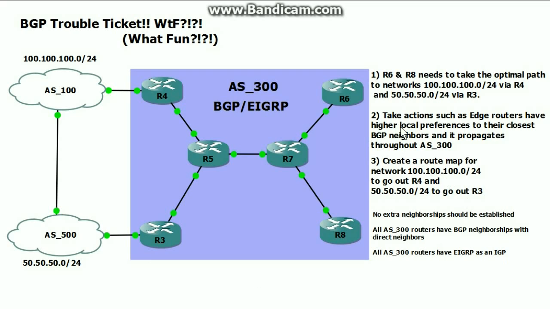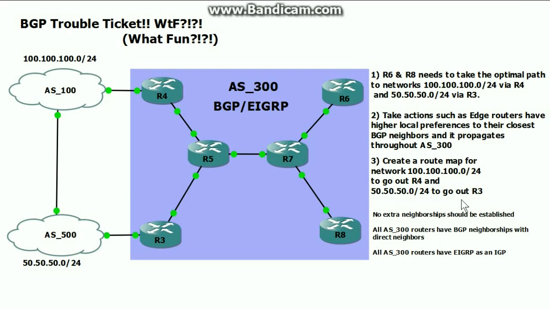And here are our steps. Take actions such as edge routers having higher local preferences to their closest BGP neighbors, and it propagates through Autonomous System 300. And then finally, create a route map for network 100.100.100.0/24 to go out R4, and then that 50 network to go out R3.